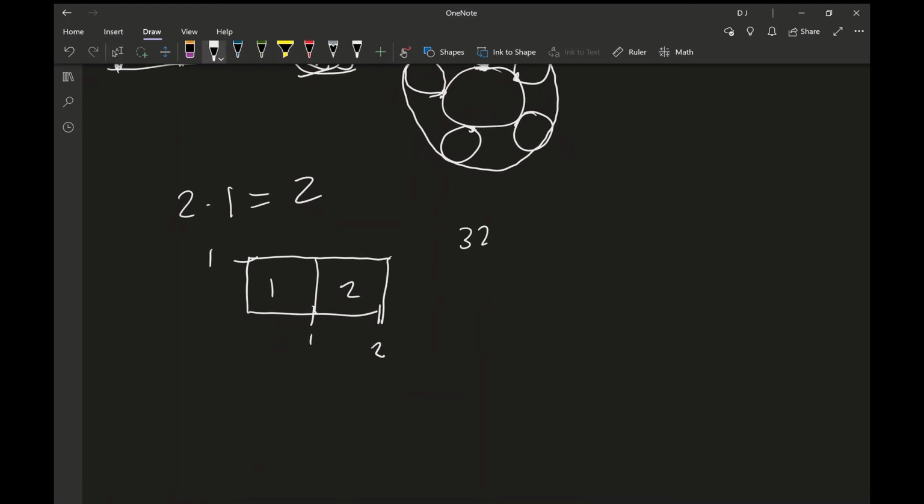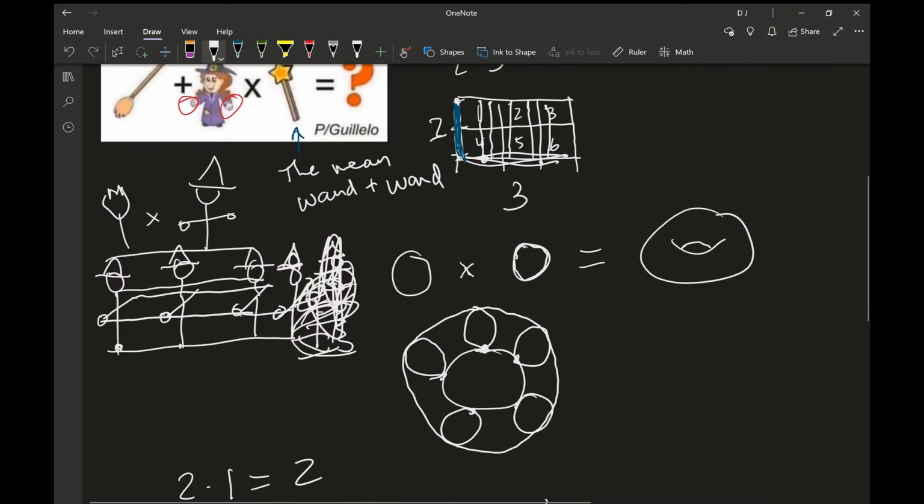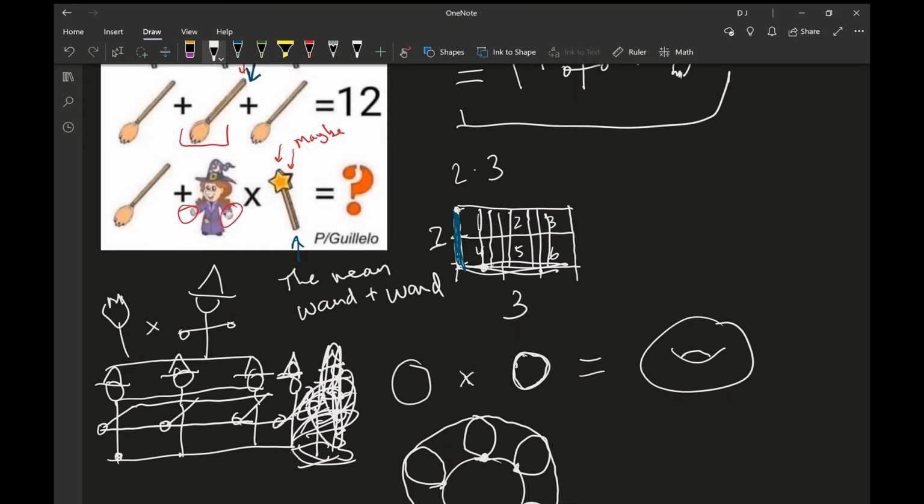So like 327 times 1 is 327. And then you only go one high here, and you get 1, 2, 3, 4, to 327. So when you multiply by 1, you get the same number back. So who's to say maybe this is wand times 1, maybe. But I think what they wanted was wand plus wand.